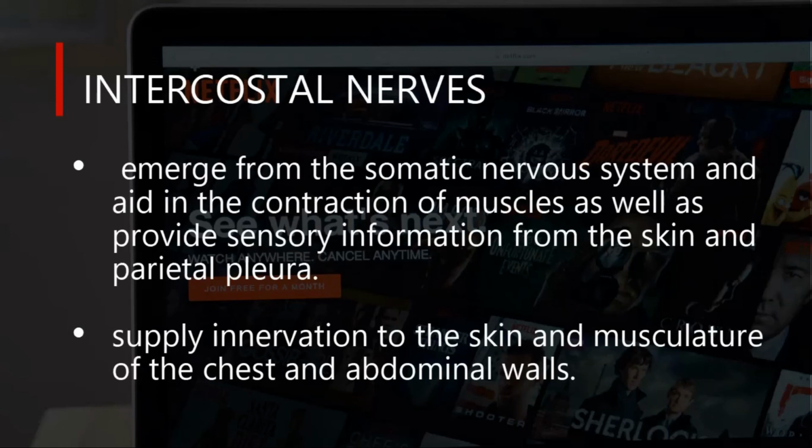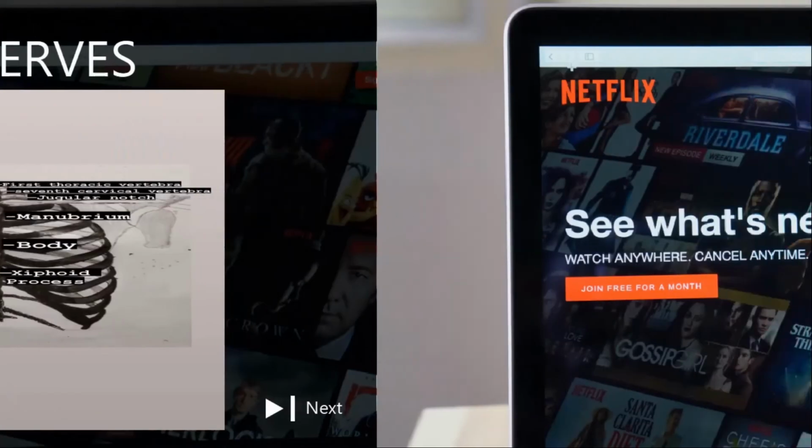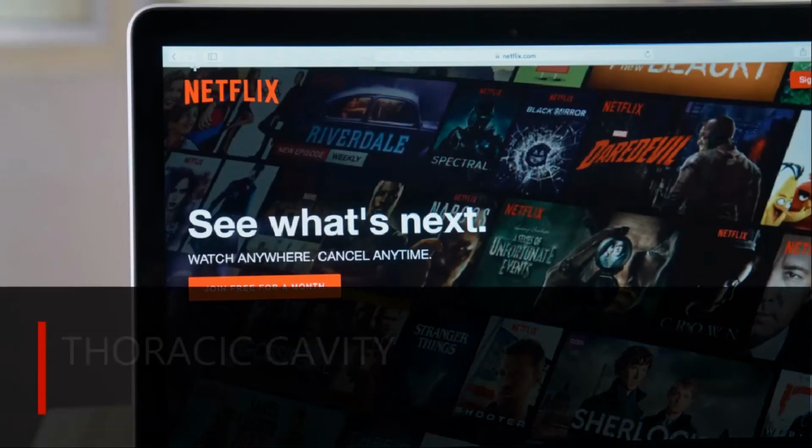Intercostal nerves emerge from the somatic nervous system to aid in the contraction of muscles, as well as to provide sensory information in the skin and the parietal pleura. They supply the innervation to the skin and muscles of the chest and abdominal walls. Intercostal nerves. So that's it.